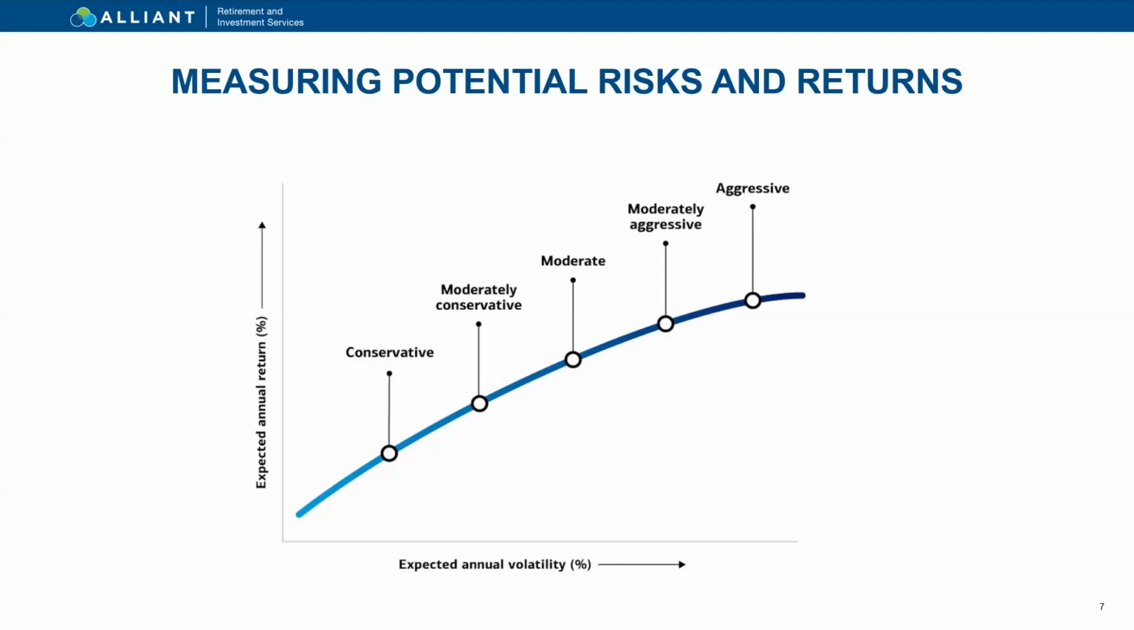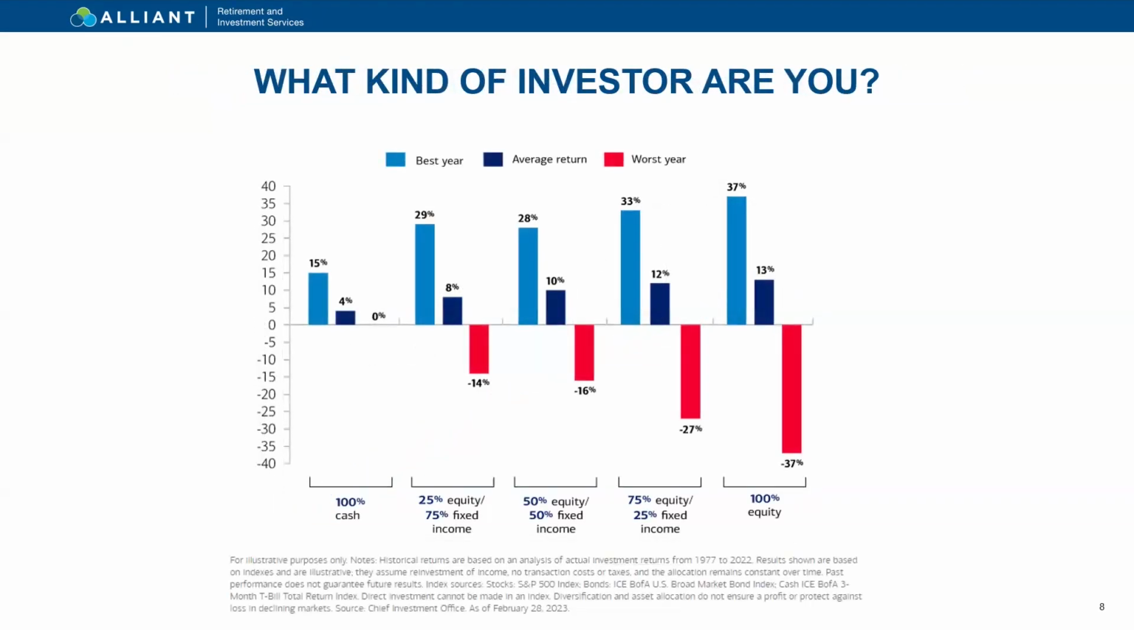Well, how do those types of investment categories perform? Let's take a look at this chart. This is showing us, for each portfolio type, asset mix along the bottom: cash, moderately conservative, moderate, moderately aggressive, and aggressive, how each of those portfolios performed in their best year in light blue, their average year in navy blue, and their worst year in red.